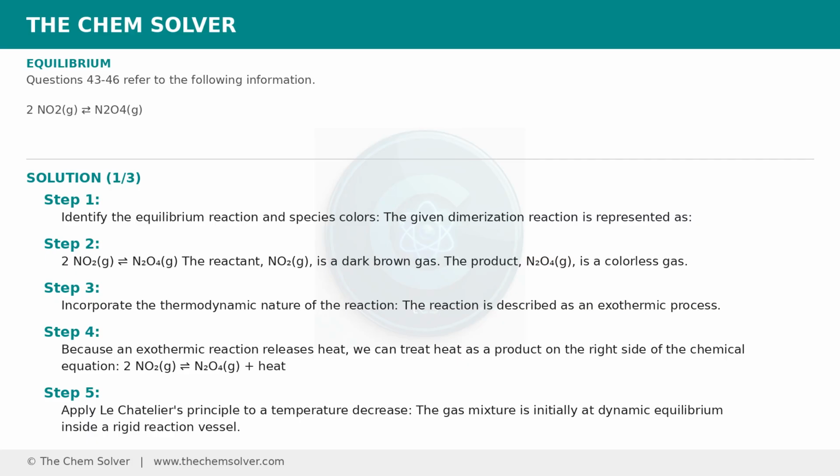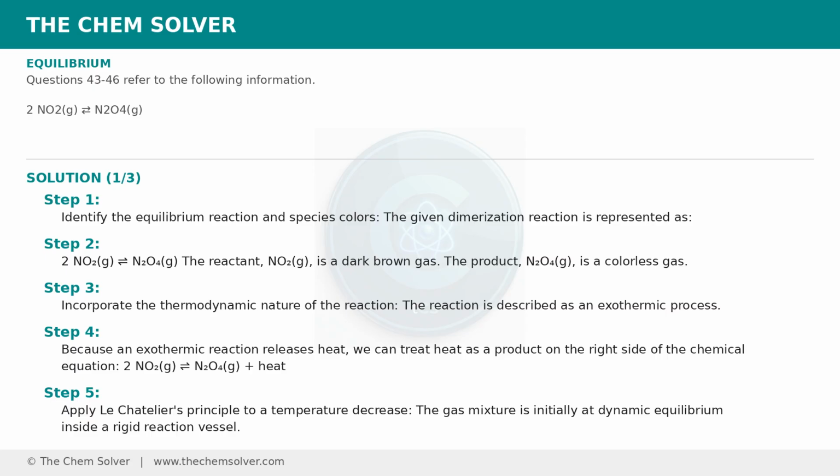Identify the equilibrium reaction and species colors. The given dimerization reaction is represented as 2NO2 in equilibrium with N2O4. NO2, the reactant, is a dark brown gas. The product, N2O4, is a colorless gas.